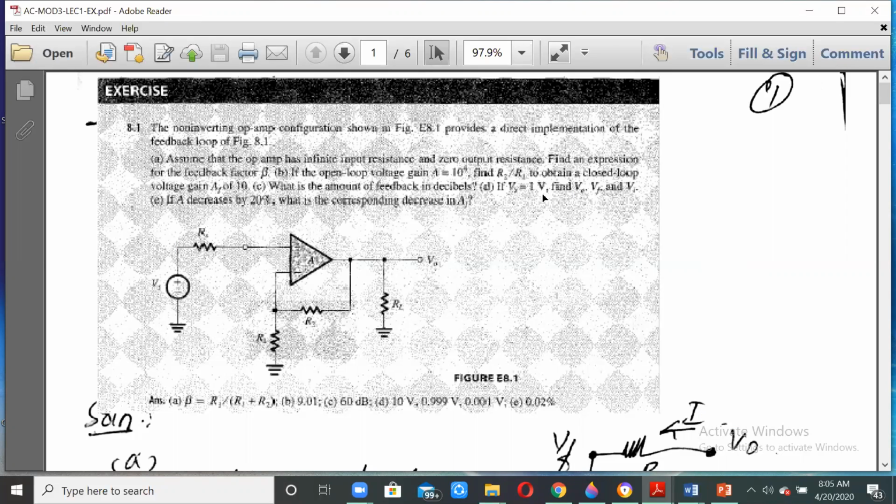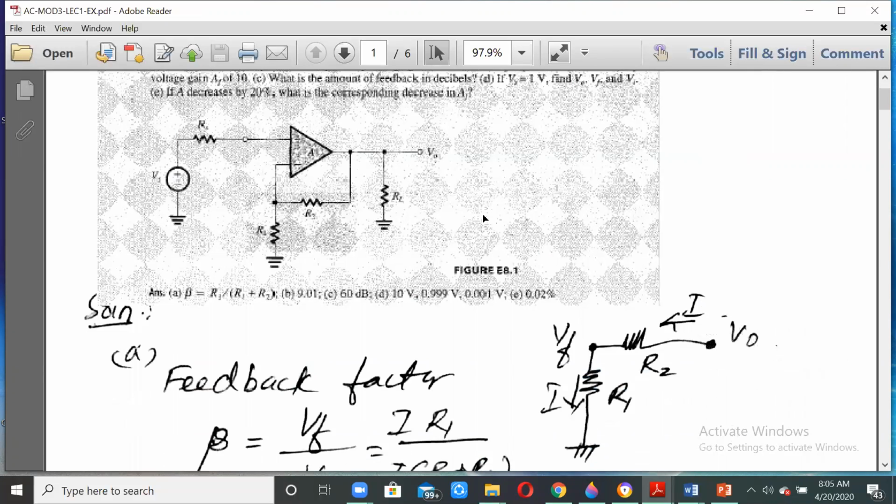If Vs is equal to 1, find V0, Vf, and Vi. Further, E is if A decreases by 20%, what is the corresponding decrease in the AF? So each one we'll try to find out.